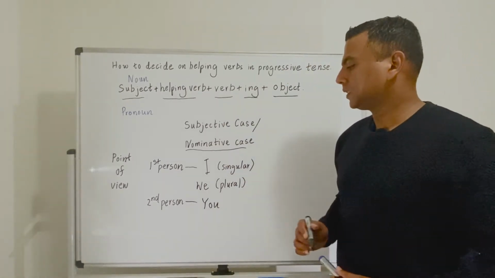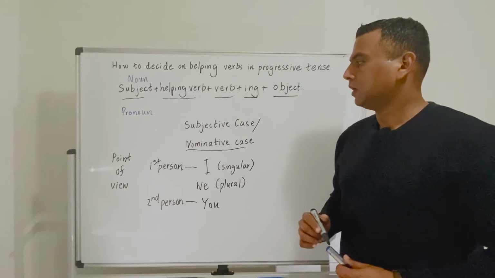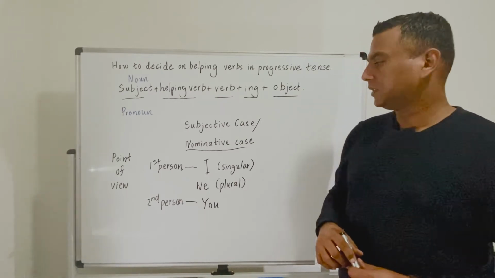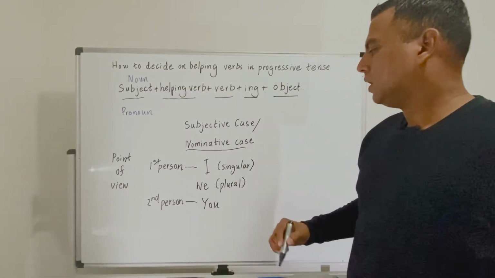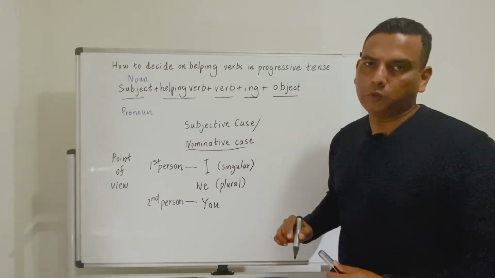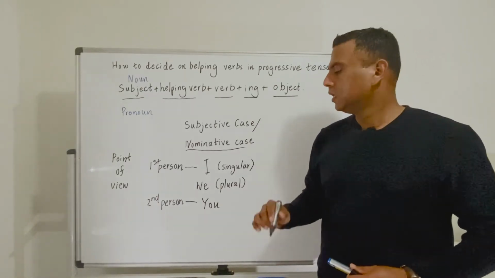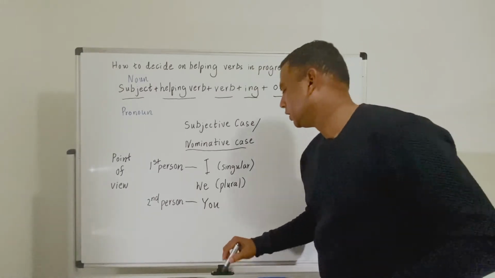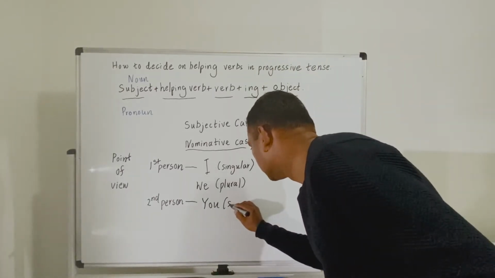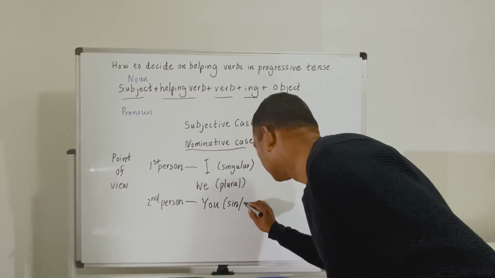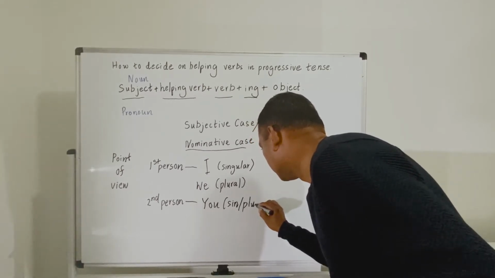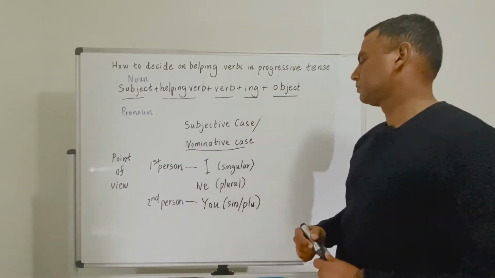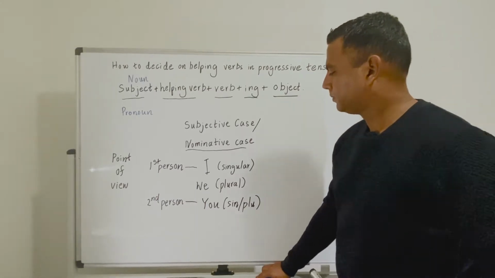So the second person, the pronoun that we use as a subjective case is you. When you say you, there's something unique about you. There's no singular or plural. For both singular and plural, we are using you.